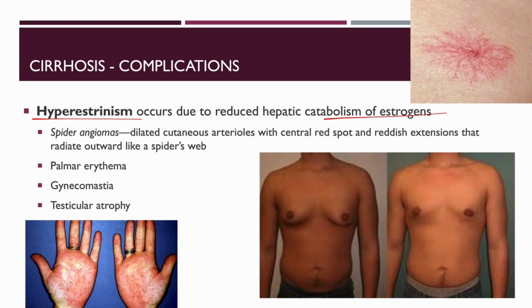And that causes issues specific to hyperestrogenism, including spider angiomas, which look like this. You can get them in any part of the body. They kind of look like a spider web, right? Palmar erythema, so redness of the palms. And then in men specifically, we tend to see gynecomastia, which is excess breast tissue in the male breast area. And because you have increased estrogen, you tend to get testicular atrophy as well in men.